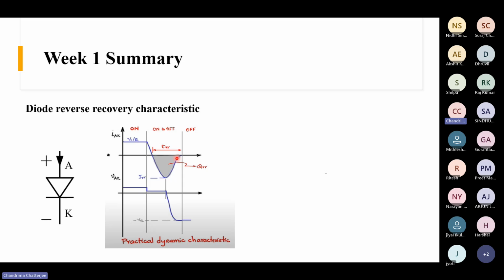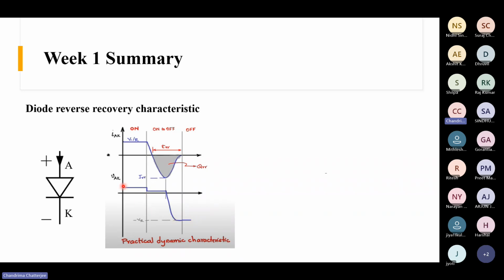What happens here is that in the PN junction, when it is carrying current, some charges are stored. If the diode has to block some voltage, those charges have to be removed from the junction. That's why a negative current flows to remove these charges. Only after all those charges are recovered does the diode start blocking the voltage.